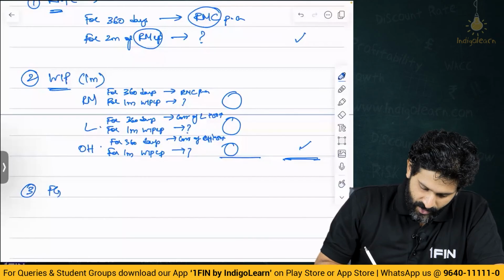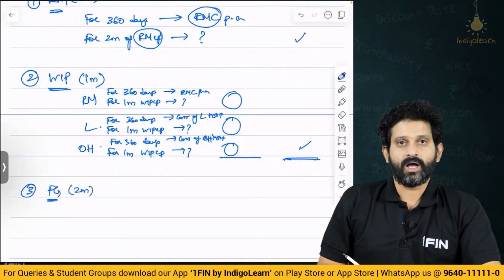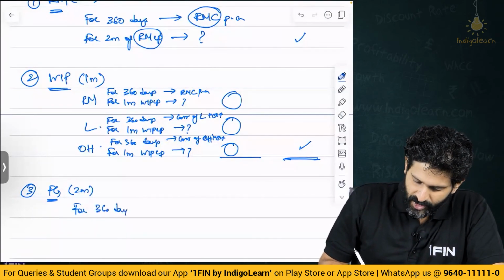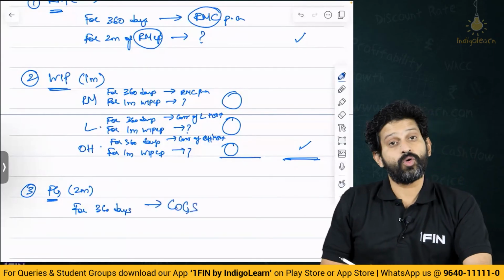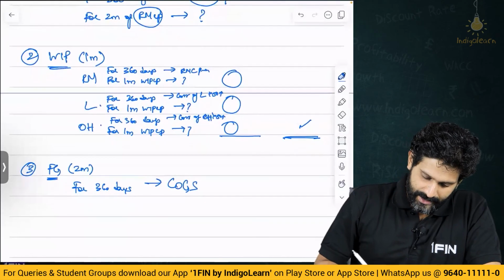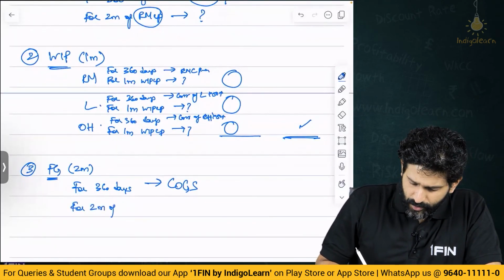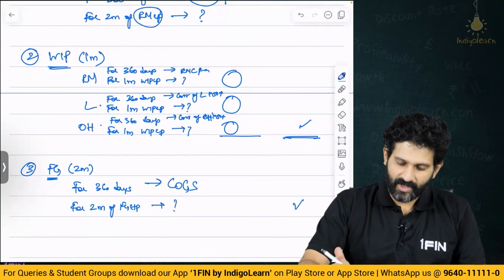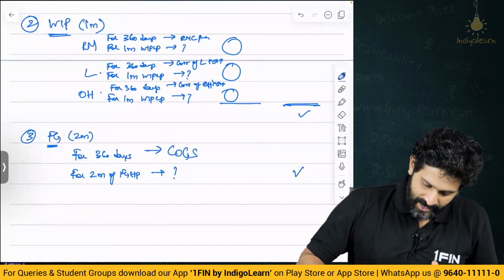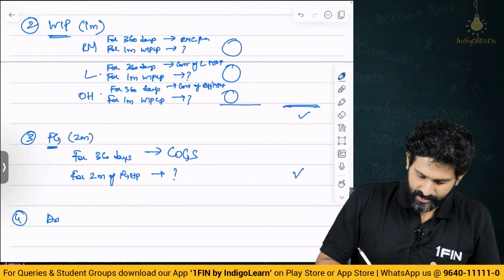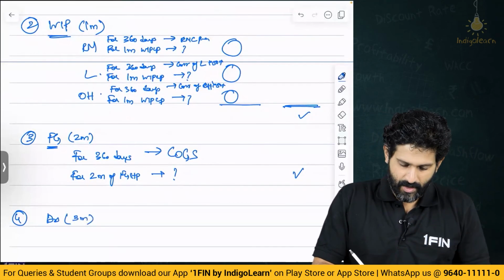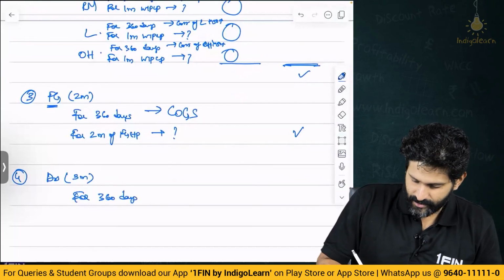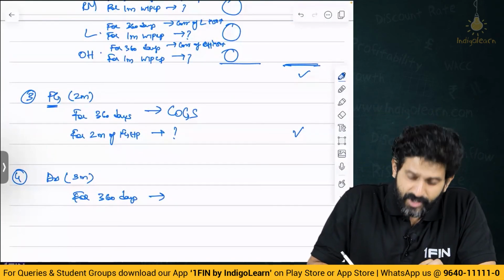Next, finished goods. Say this is also some 2 months. Now, for 360 days, for finished goods, what do we take, friends? Cost of goods sold. Then for 2 months of finished goods holding period, how much? That value we will take here. Oh, the stick doesn't come here. Here. Similarly, debtors, again say some 3 months. Careful. For 360 days, debtors, what should we take here?